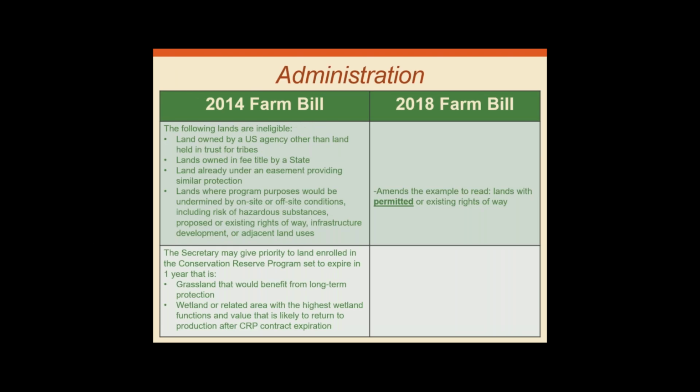This next administration section, just noting that it applies both to wetlands reserve easements and agricultural land easements. It comes in a later section in the bill. The ineligible lands mostly remain the same, still needs to be public, private land and land that isn't already under an easement. There is a small change that notes that lands with permitted or existing rights-of-way would be ineligible rather than just a proposed right-of-way as it had read before.